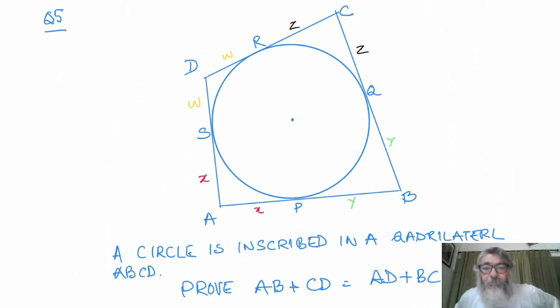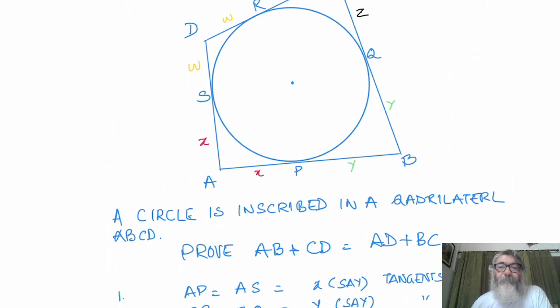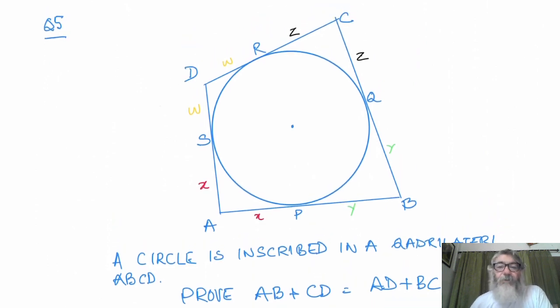So from A, AP and AS are two tangents. From A we have drawn two tangents, AP and AS, so both will be equal, and I have assumed AP to be X. So obviously AS will also be X. Then similarly, BP is equal to BQ, and we have assumed BP as Y, so BQ will also be Y.